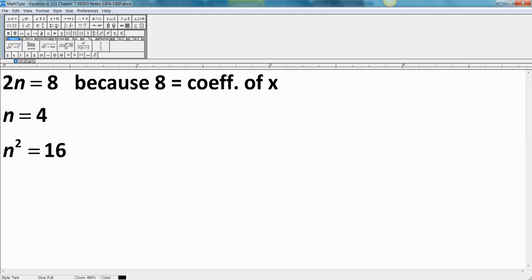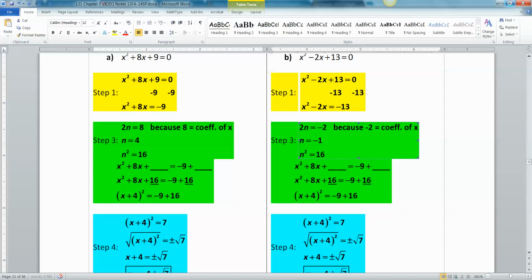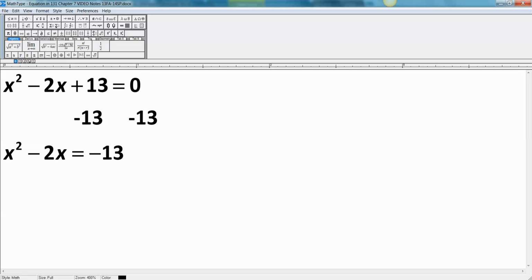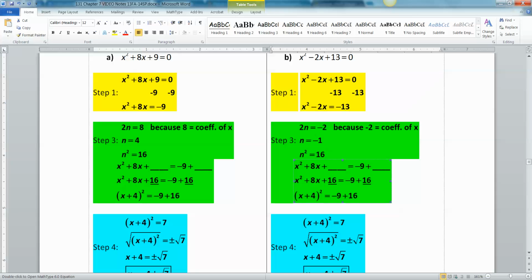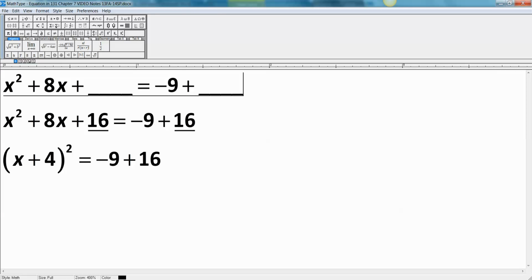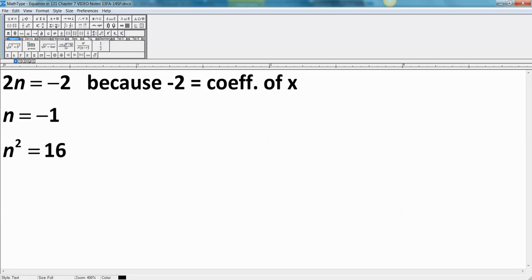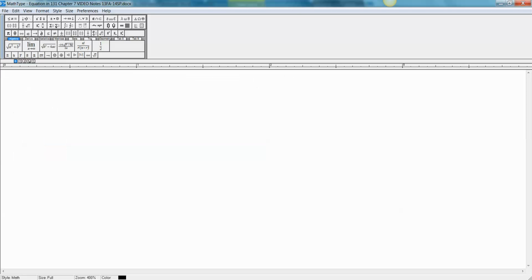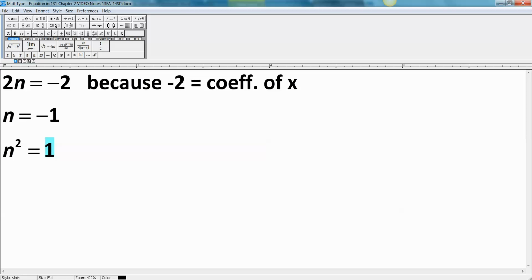For our particular problem, 2n is negative 2, because negative 2 is the coefficient of x. If that's the case, then n is negative 1. Let me double check that. Yes, our coefficient was negative 2, so n is negative 1, and n squared is positive 1, because negative 1 times negative 1, that's negative 1 squared, which is positive 1. So we're going to add positive 1 to both sides of our equation.